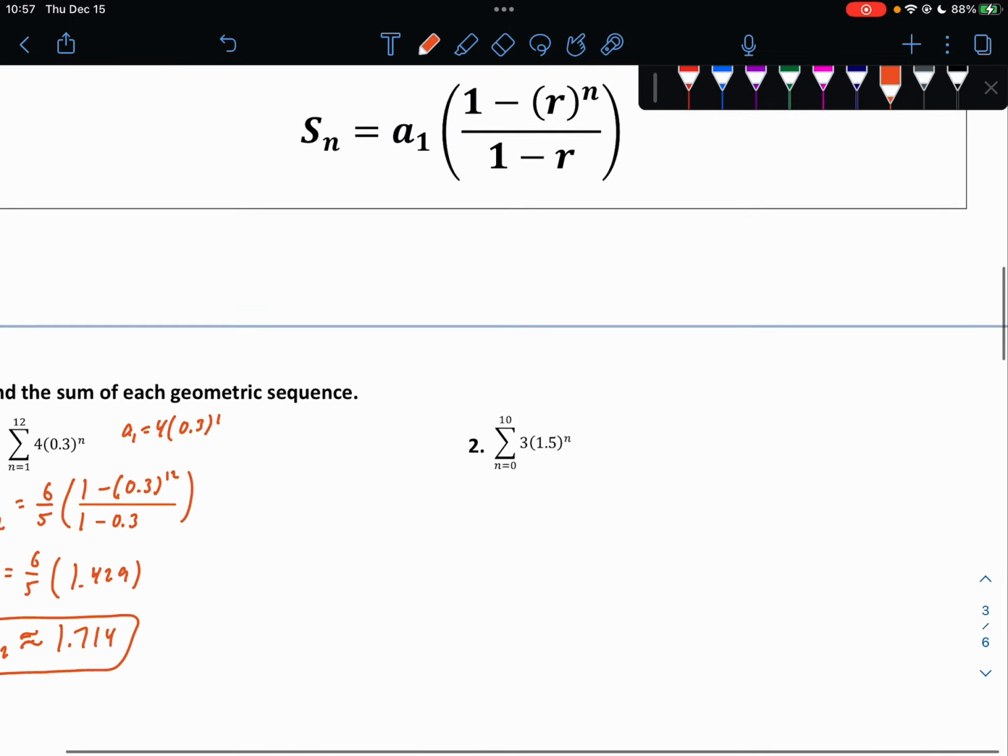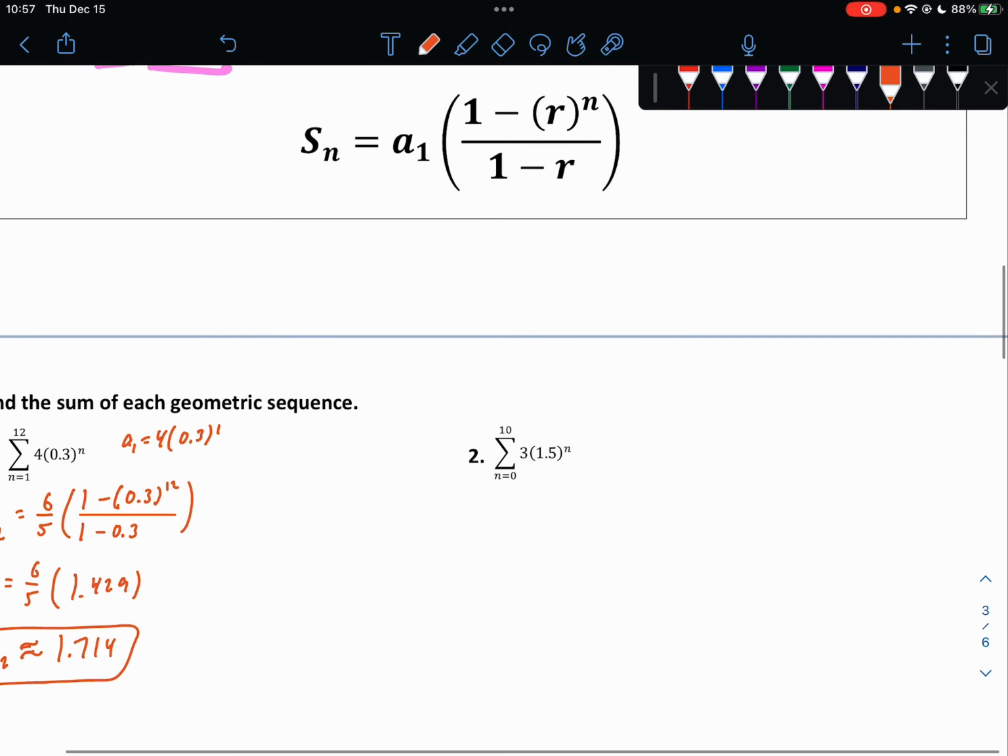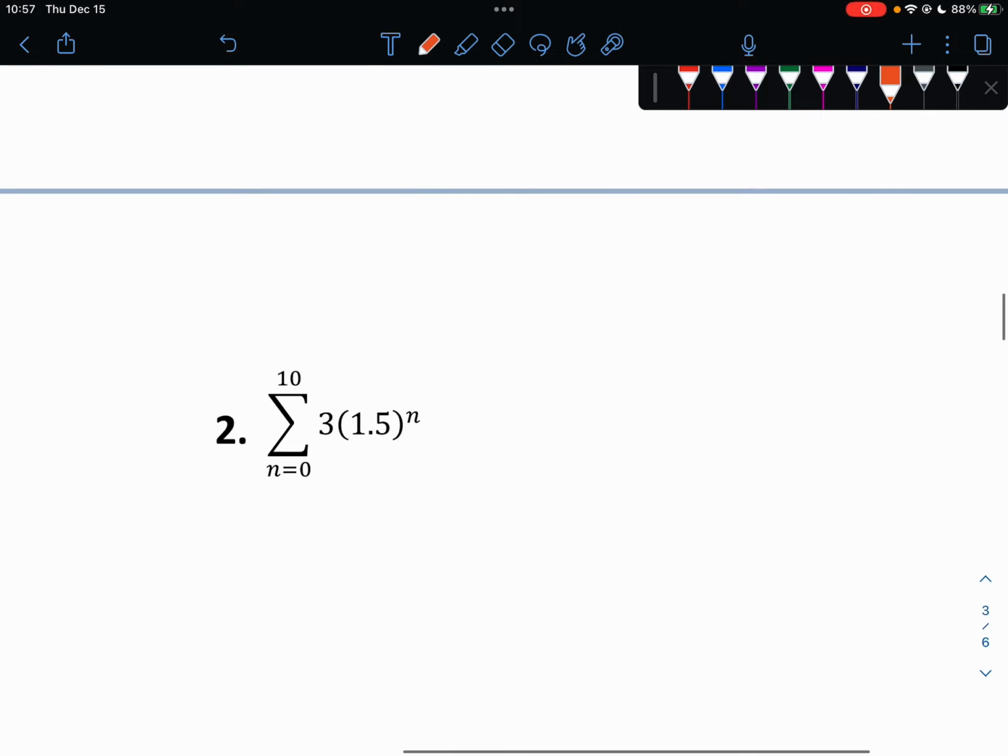Number 2. So here again we have a geometric series. There are 11 terms this time. How do I know there are 11 terms? Well, the easiest way to find out how many terms there are is you're going to take the ending number, which is 10, subtract the starting number, then add 1 to that. That's the easiest way to figure out how many terms there are. So there are 11 terms here.